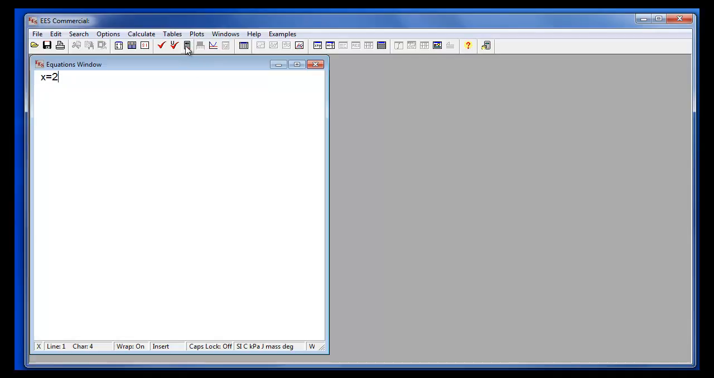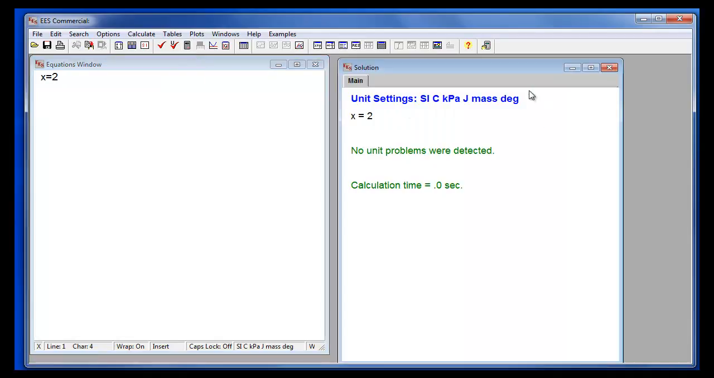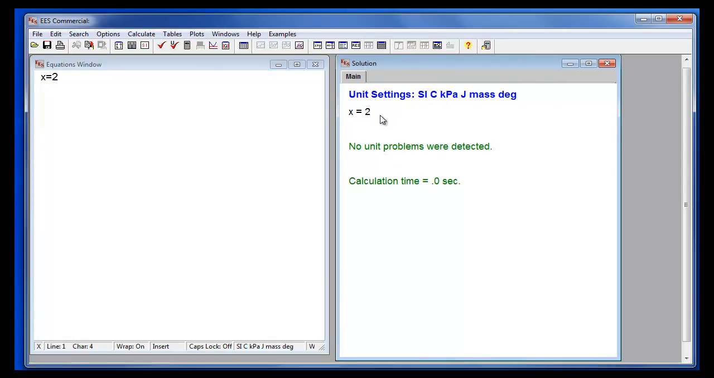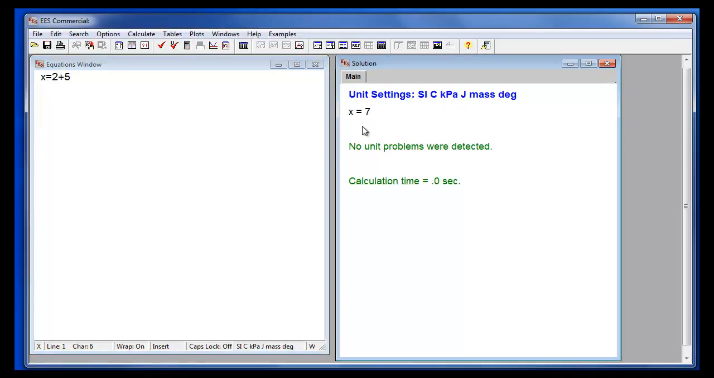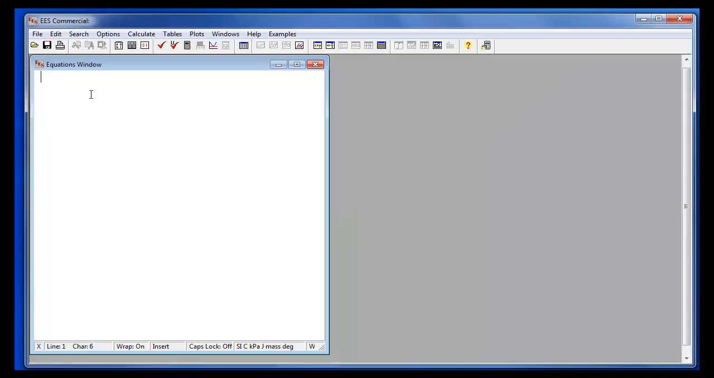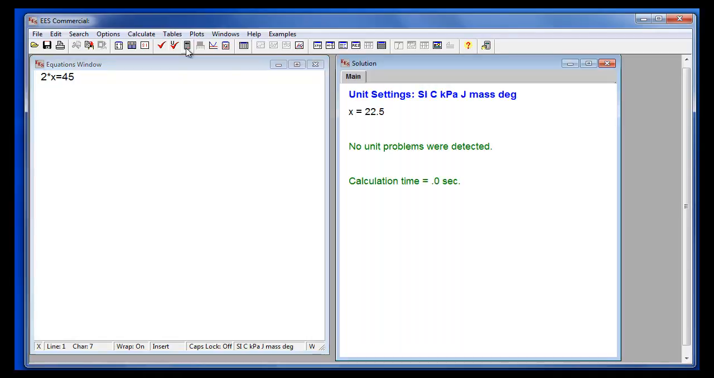I can click this calculator button right here, which is solve, and then my solution window pops up and tells me, well, simply x equals 2. So that was pretty simple. But if I said x equals 2 plus 3, or sorry, 2 plus 5, and solve it, clearly it's going to tell me x equals 7. So all I need to do is type my equations in over here. They do not all need to necessarily be explicit. I could say 2 times x equals 45, right? And so I don't have it explicitly solved for x, and I go ahead and solve that, and I find out my value for x.